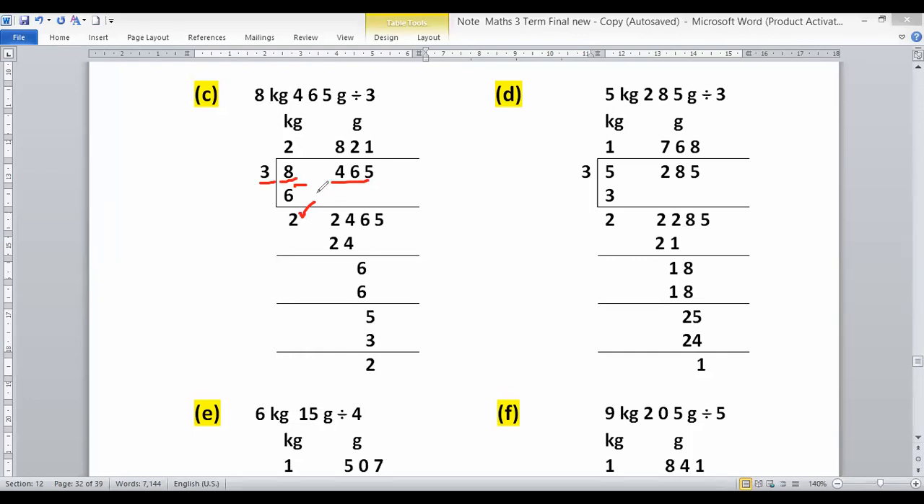2 kg means 2000 grams. So we must change these 2 kilograms into grams. So 2 kg equals 2000. We add and then we get this. After that, we consider this number. Here we have the total grams. So we divide 2465 by 3. For this, first of all, we take these two digits. First we divide 24 by 3. 3 eights are 24. 24 minus 24, 0. And after that, we shift the next digit down. We get 6 here. Now 3 multiplied by 2, we get 6. 6 minus 6, again 0.